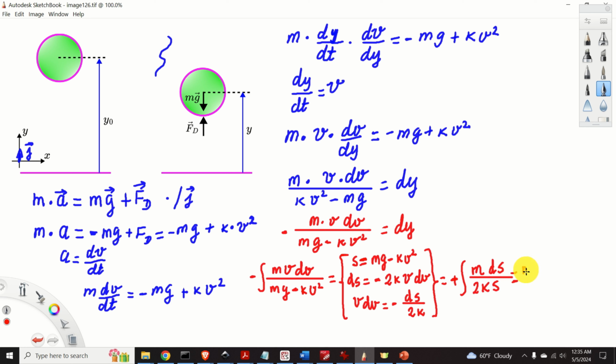m over 2k is a constant, and we can write it outside of our integral, and we need to integrate ds over s. Since s is positive over here, we have ln function of s. And notice over here that I don't need to write an absolute value. And another thing, we will have a constant over here. However, I will not write a constant since I will substitute back as by this term over here, and then I will substitute the initial condition in the original expression.